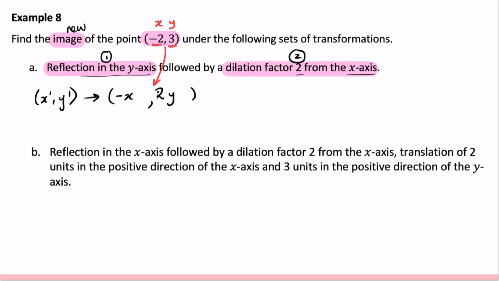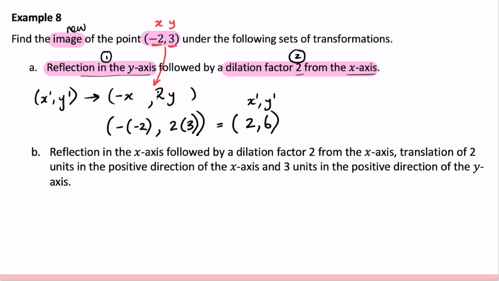So our new x and our new y are going to be negative. So old x was -2, new y is 3. So that can simplify it down to be 2 and 6. So that would be our new x and that would be our new y.